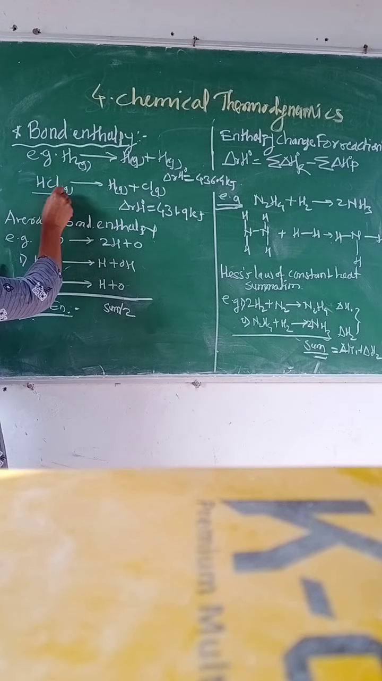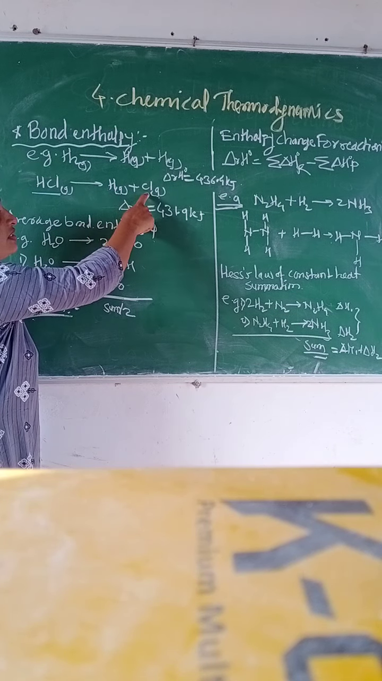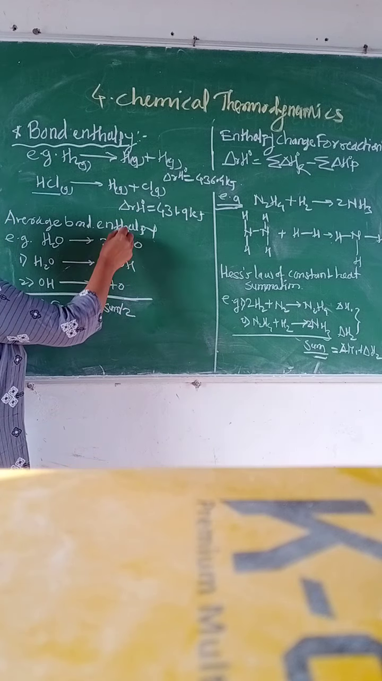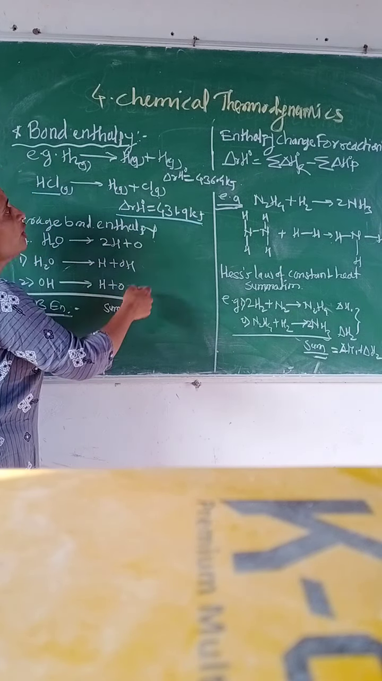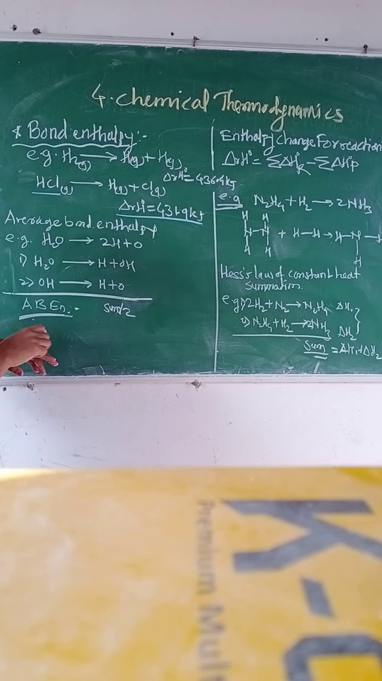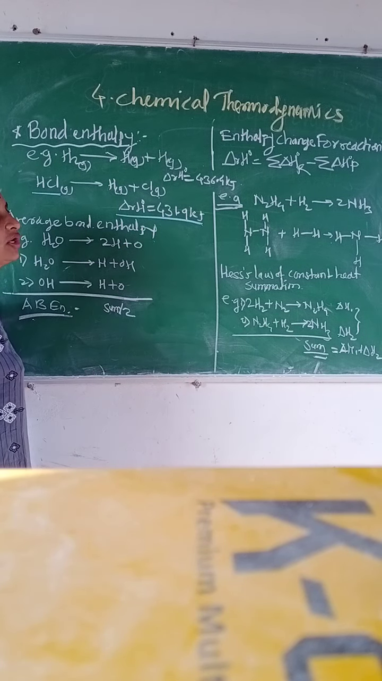Here in HCl, to break the covalent bond, that breaking enthalpy is the bond enthalpy. In terms of the H2 molecule, and in terms of HCl, it forms H and Cl, hydrogen and chlorine in the atomic state. That is given in terms of the delta H value. For H2, breaking requires 436.4 kilojoule. In HCl, the covalent bond breaking is 431.9 kilojoule. This is the bond enthalpy.